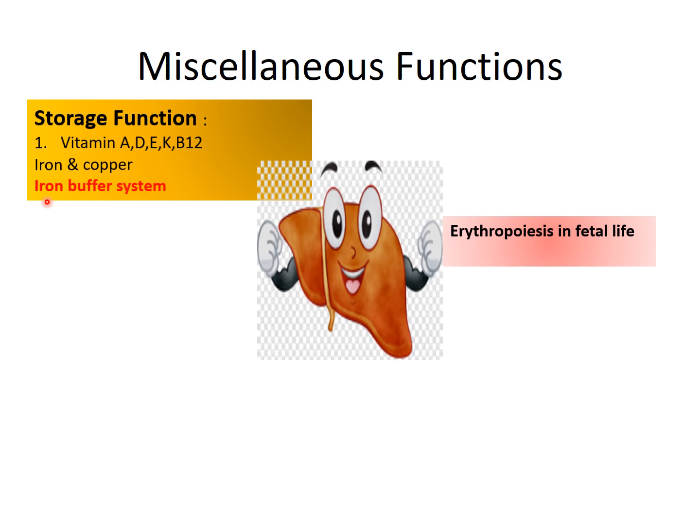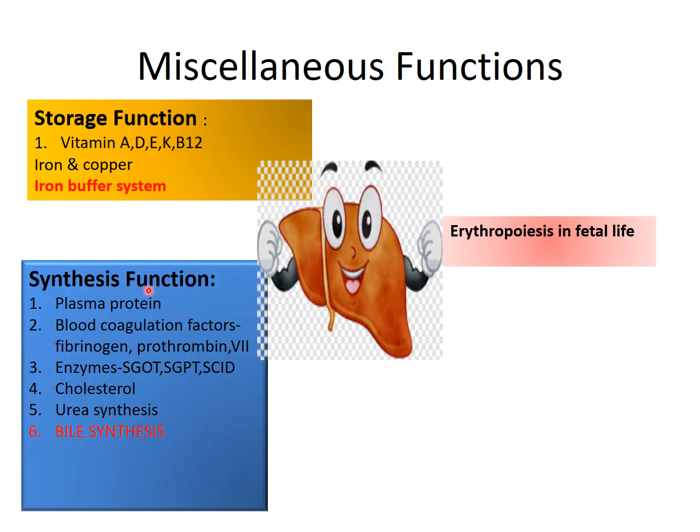I have also written that it is responsible for the iron buffer system. What do you mean by this iron buffer system? Besides hemoglobin or the blood being the predominant source of iron, iron is stored in the liver in the form of ferritin. So the apoferritin and ferritin system of the liver acts as a blood iron buffer system. Therefore, it also serves as a storage medium for iron. Besides iron, copper is also stored in the liver.